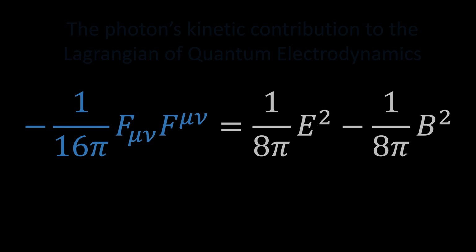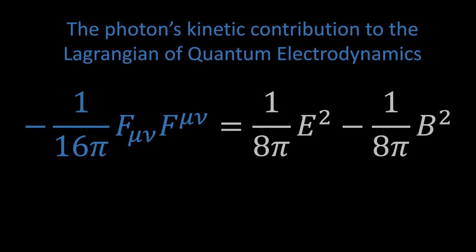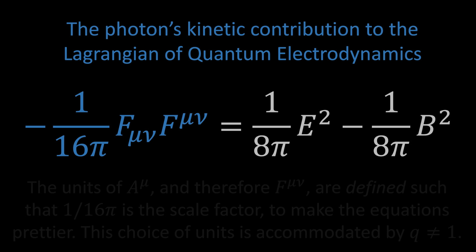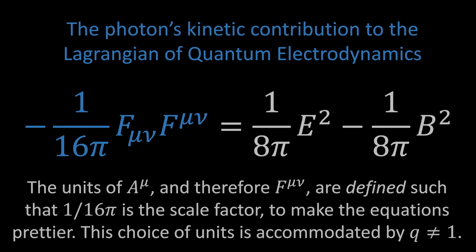And in fact it is. So this is the photon's kinetic contribution to the Lagrangian of quantum electrodynamics. Now when you first see this, you're going to think, wait a minute, 1 over 16 pi, where does that come from? And the answer is, that's put there in order to make the equations pretty.